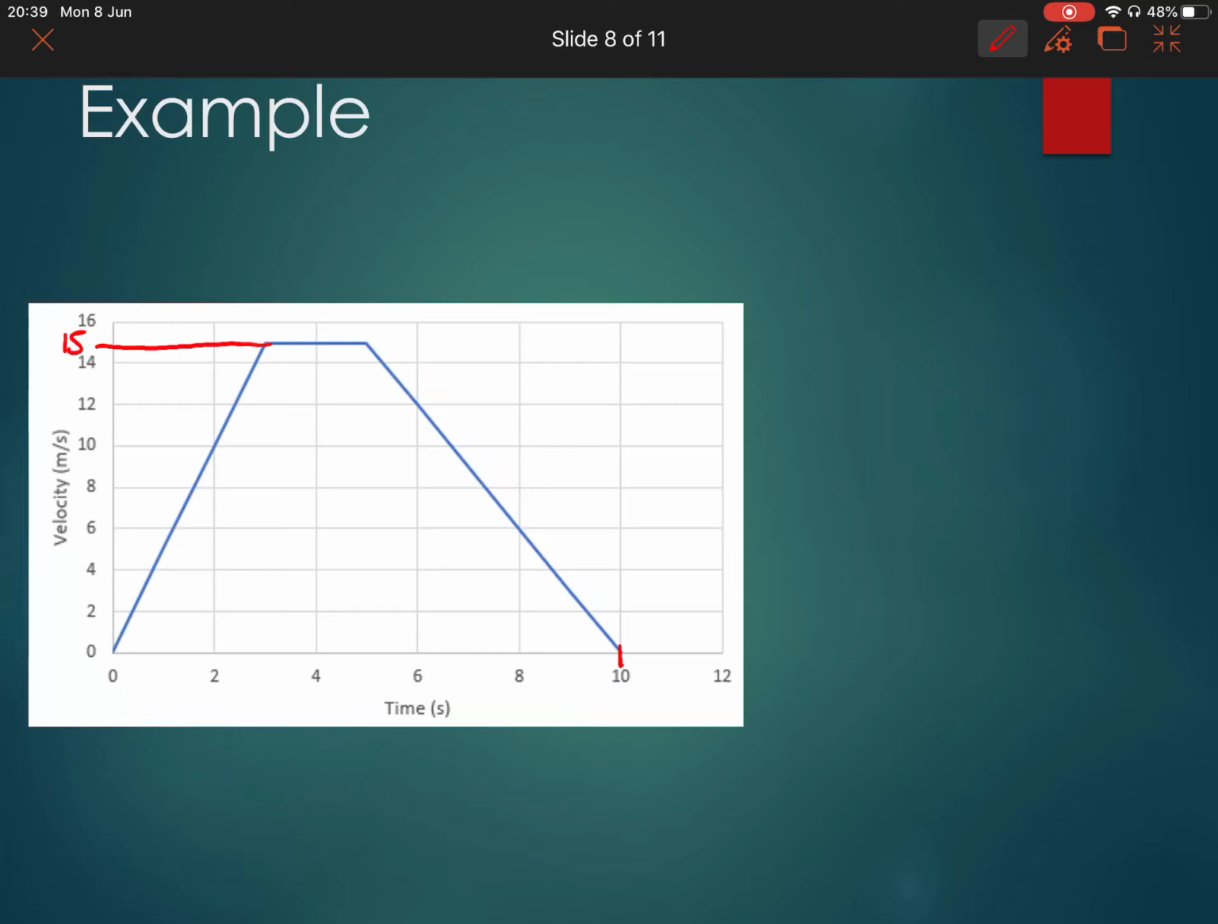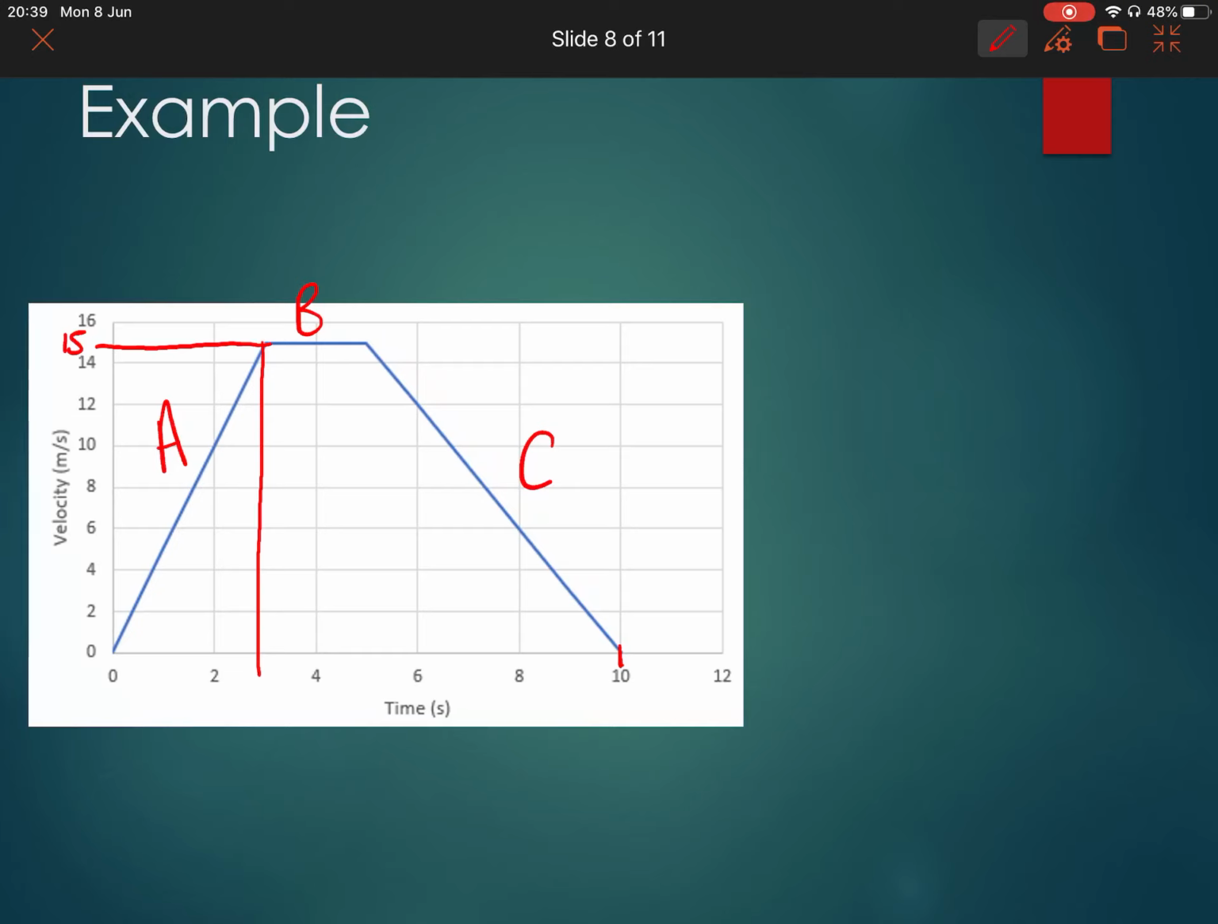There's two pieces of information I can get from this graph, but I can also find out acceleration from this graph as well. So we're going to find acceleration for different parts. We're going to find it for section A, section B, and section C. So we're going to have a look at section A first.